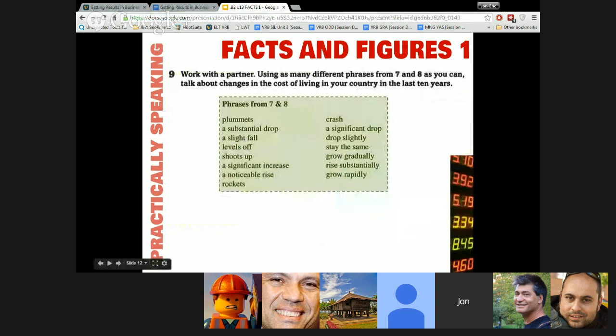What I want you to do is talk about where you live. Use as many phrases that we learned just a moment ago as you can. By the way, I put them on the screen to make it easier for you. Talk about the changes in the cost of living in your country in the last 10 years. I want you to use as many of these as you can. I put them there because I don't want you to have to remember them. I want you to see them and put them into practice. Okay? So, here's an example.